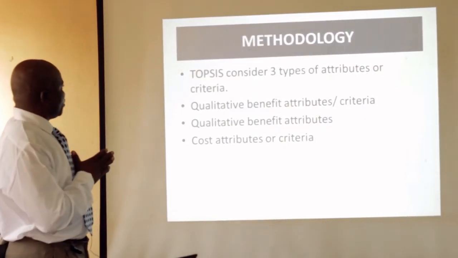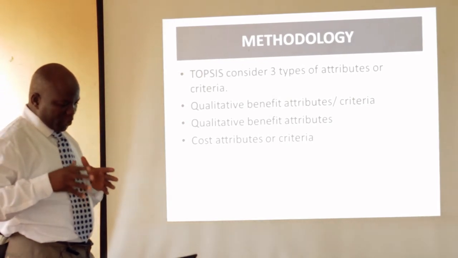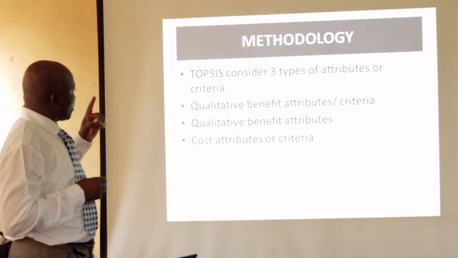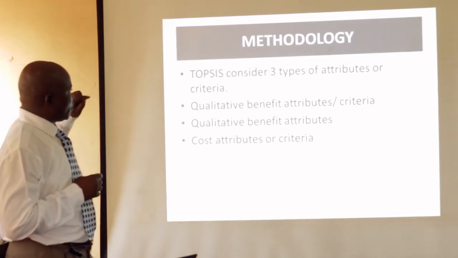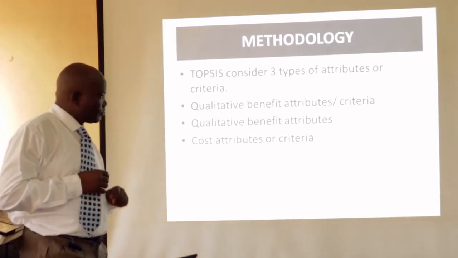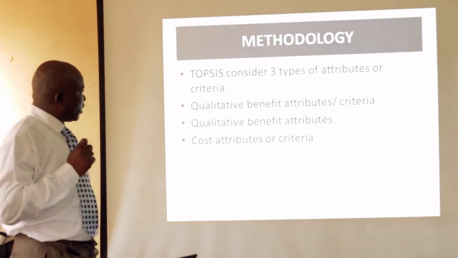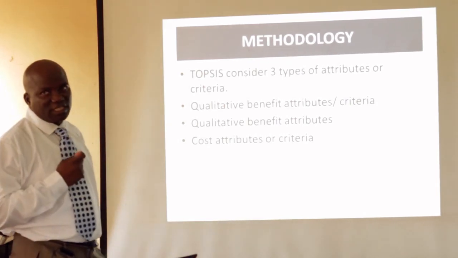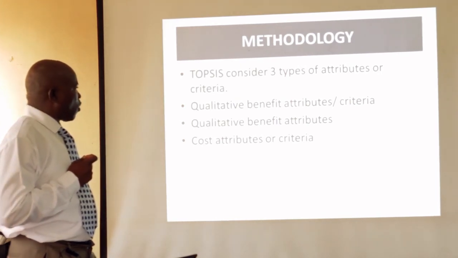So we now move to the methodology, which type of methodology is adapted for this particular research work. If you remember, we are talking of TOPSIS. TOPSIS stands for Technique for Order Preference by Similarity to Ideal Solution. Based on this methodology, we consider 3 types of attributes to be able to judge any decision alternative for selection. The first one is qualitative benefit attributes. You have to look at the qualitative benefit attributes of any decision alternative. And then, secondly, the quantitative benefit attributes. And then the cost attributes.